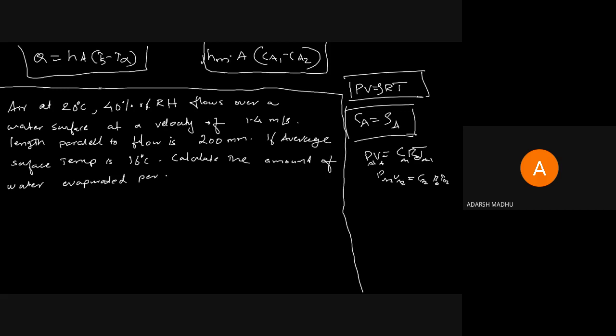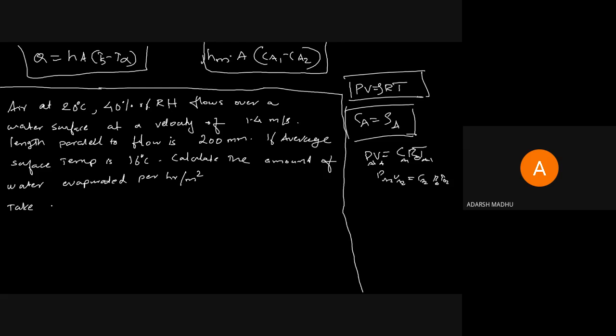Per hour per meter square. Evaporated per hour per meter square. Per meter square means the area is equal to 1 itself, so there is no need to find the area. That is the question: Q divided by A, or rather the mass flow rate of evaporation divided by area. M divided by A is to be found, per meter square, with area equal to 1 itself.